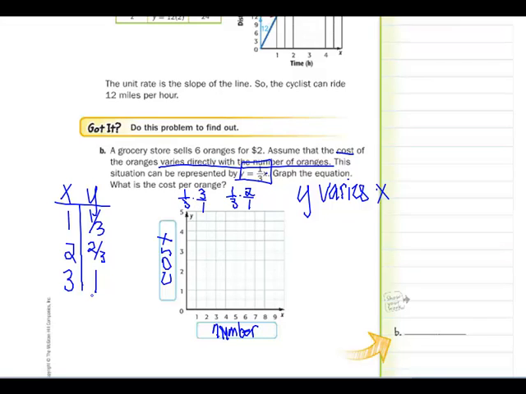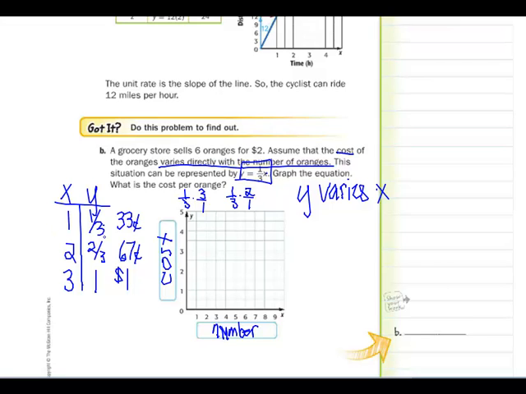Now, when we're talking about money, what is 1/3, 2/3, 1? What does that mean? Well, we're actually talking about money. So what's 1/3 of a dollar? 33 cents. 2/3 of a dollar would round to 67 cents. And then, of course, you've got $1 right here. So if it wants to know what is the cost per orange, it would be 33 cents.